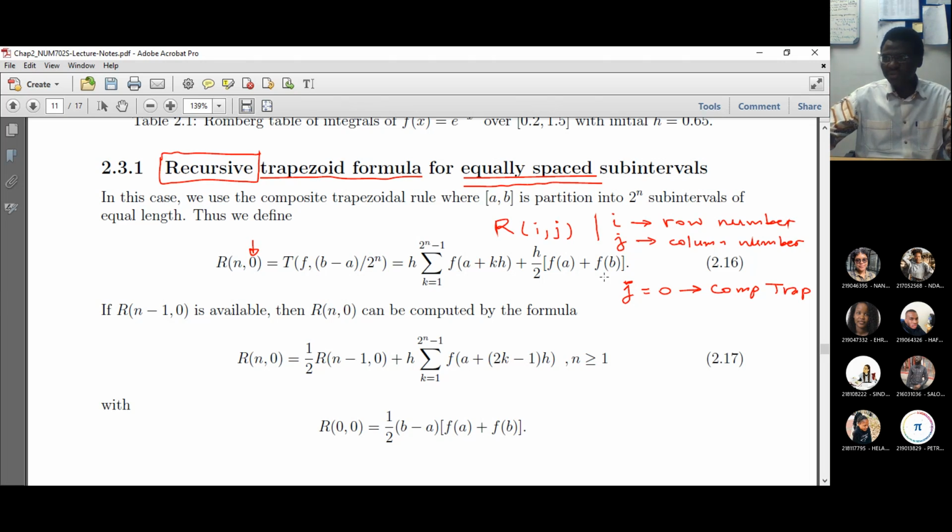And then you can see that we are actually using the composite trapezoidal rule here. And even the summation: you can see that 2 to the n is the number of subdivisions, minus 1. Remember that if you are using n subdivisions, we sum from 1 to n minus 1. But because our number of subdivisions is 2 to the n, we take 2 to the n minus 1. Why? Because k equal to 0 is this one, and k equal to the total number of subdivisions is b. So they are already grouped here.